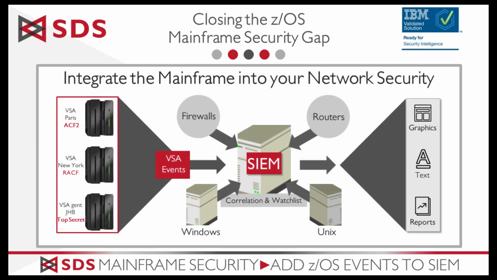Then to wrap it up, how this all fits into the big picture: integrating your mainframe into your network security. We always ask folks, if you have an enterprise SIM, why is the mainframe excluded from it? Why not just include it? So here we've got agents running on all of these LPARs, and they're sending events to the enterprise SIM.